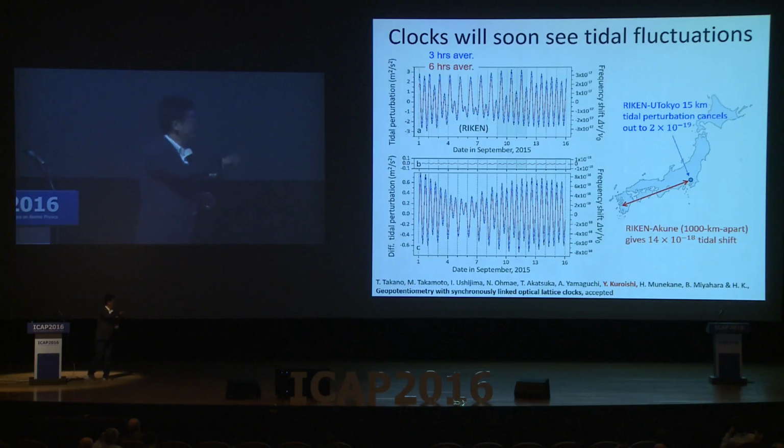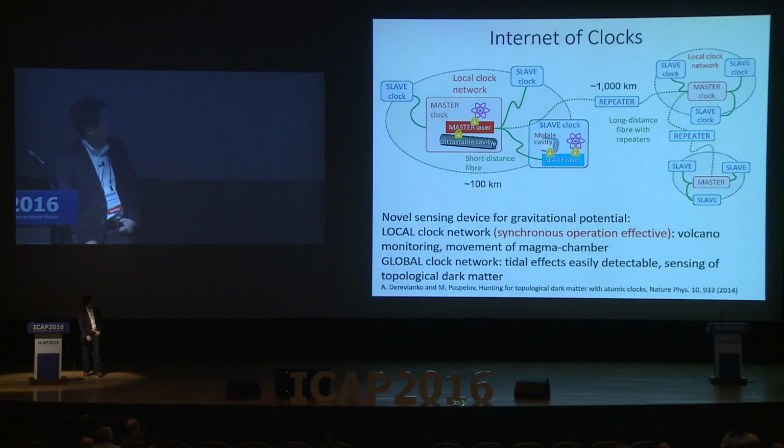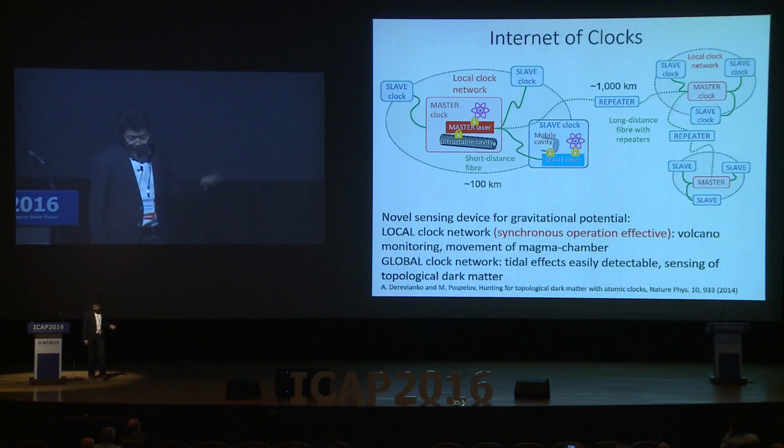But if you take one of the clocks to this area, the Kyushu area, then the tidal perturbation should be as large as 14 times 10 to the minus 18, which will be visible with optical lattice clocks. So the synchronous operation is quite effective for that kind of thing. We can use a remote clock of a mobile type, not so good a clock, but by referencing a very good master laser stability.